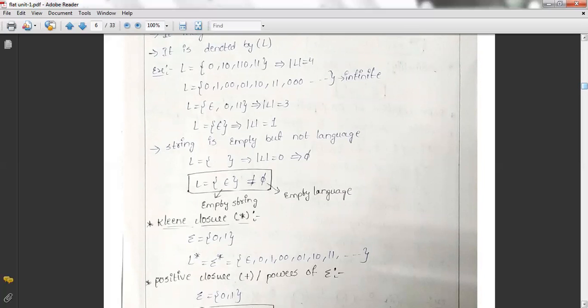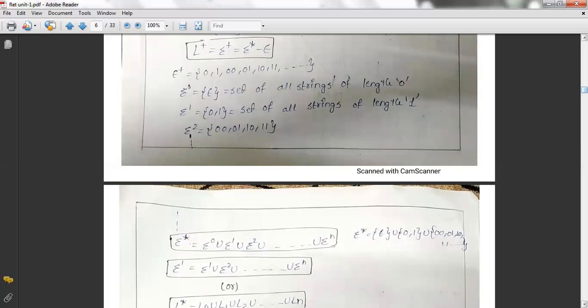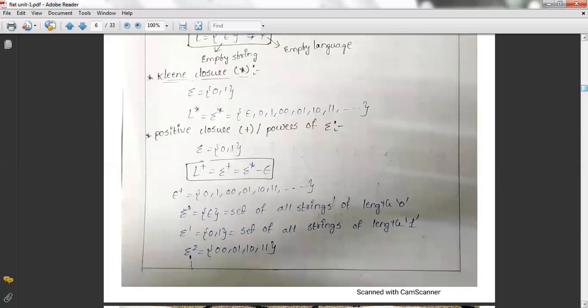Here coming to the next one, Kleene closure. So Kleene closure means, see here, sigma is equal to {0, 1}. Okay. So L star, or sigma star, is the Kleene closure. Star is nothing but the Kleene closure here. So the Kleene closure will be epsilon, 0, 1, 00, 01, 10, 11, and so on. So sigma is equal to {0, 1}.